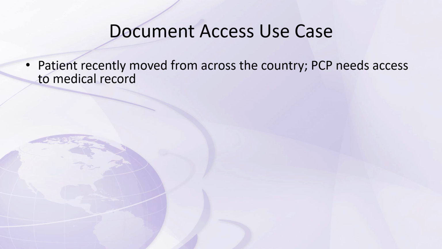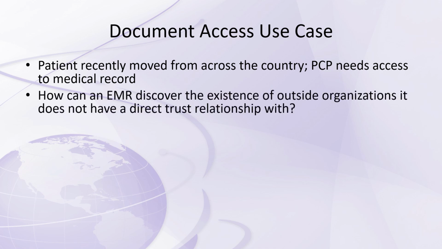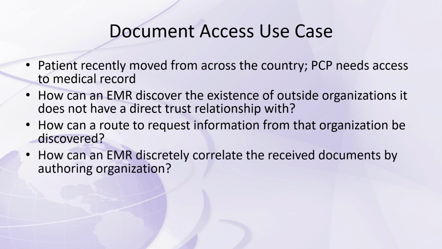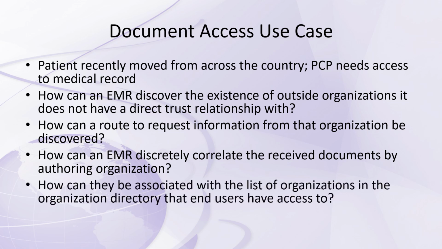The document access use case attempts to explain how this need can be addressed in a multi-layered network by answering critical questions, such as, how can an EMR discover the existence of outside organizations it does not have a direct trust relationship with? How can a route to request information from that organization be discovered? How can an EMR discretely correlate the received documents by authoring organization? And finally, how can they be associated with the list of organizations in the organization directory that end users have access to?